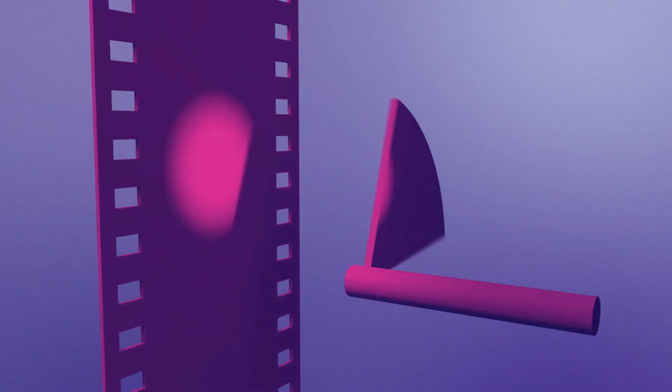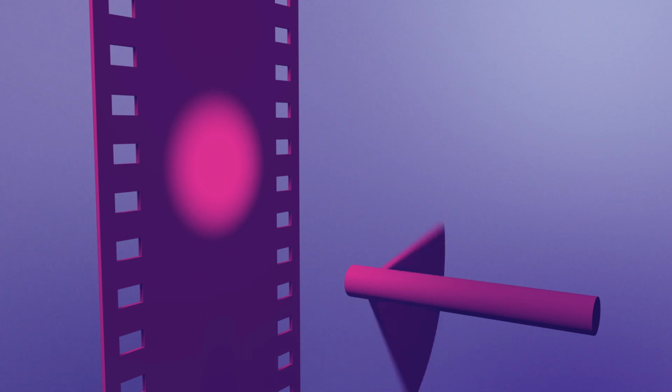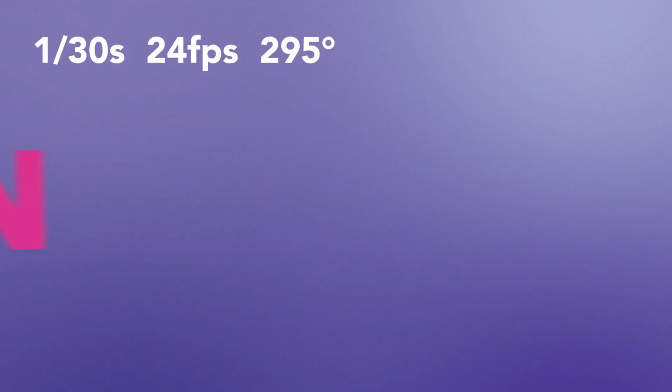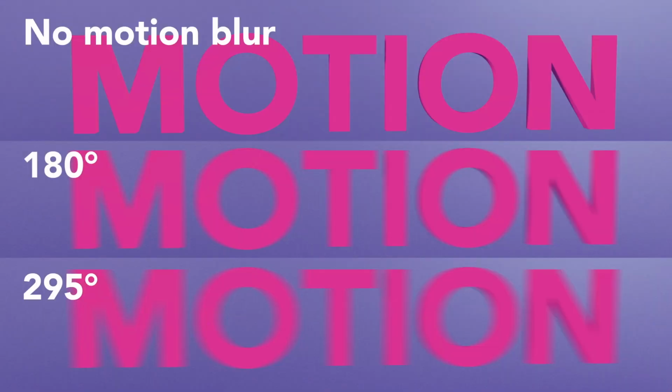But let's pick a different shutter angle, let's say 295 degrees. With a 295 degree shutter, each frame is exposed for longer, so the exposure time is closer to 1/30th of a second instead of 1/48th. So the motion blur looks like this. So if we put all three of these on screen, you can see no motion blur, and then 180 degrees, and then 295 degrees. You can see the variation in motion blur between them.